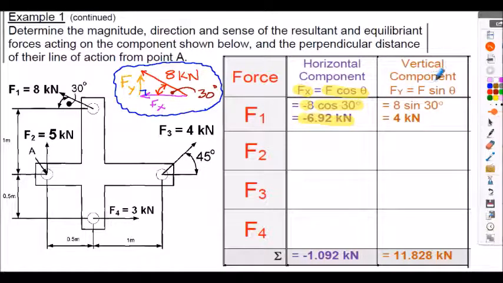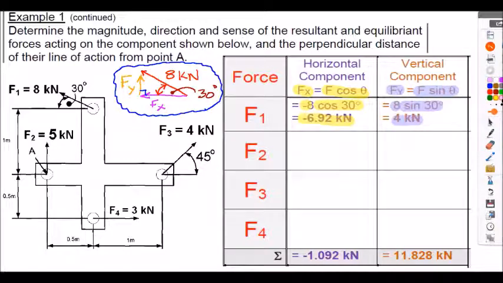Again, from previous work, we know that the vertical component, Fy, of this force will be F multiplied by the sine of the angle to the horizontal. Now we can clearly see that the sense of the component Fy in the vertical is positive. It's going up the page. So that will be +8 this time, multiplied by the sine of 30 degrees. On my calculator, that becomes 4 kilonewtons. So that's force F1 resolved into its horizontal and vertical components.